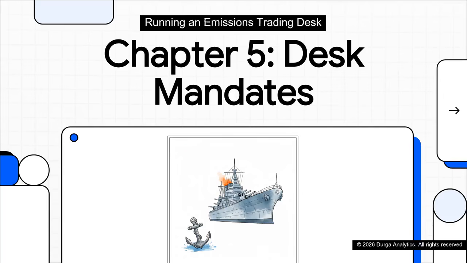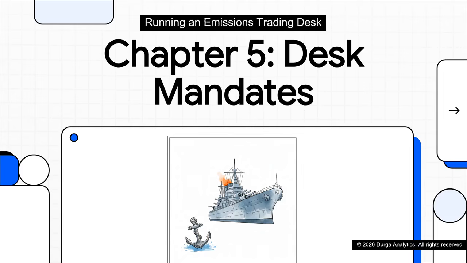I'm your host, and as an emissions and carbon trading desk consultant here at Durga Analytics, I spend my days doing exactly what we're going to dissect in this explainer, running compliance books against statutory surrender deadlines and running speculative carbon books against a view. Today, we're diving into Chapter 5, Desk Mandates, Capital Allocation, and Risk Budgets.